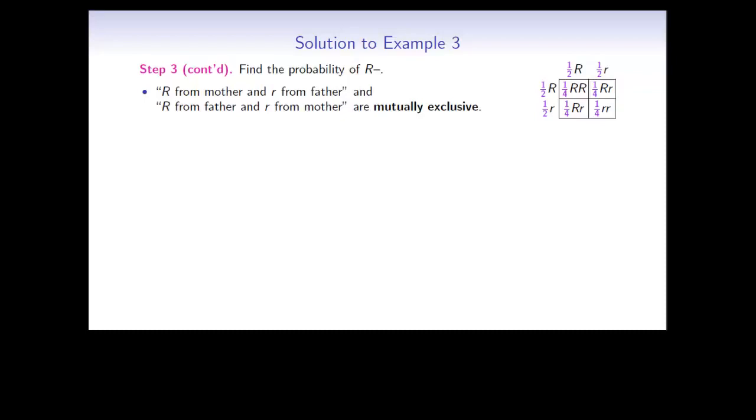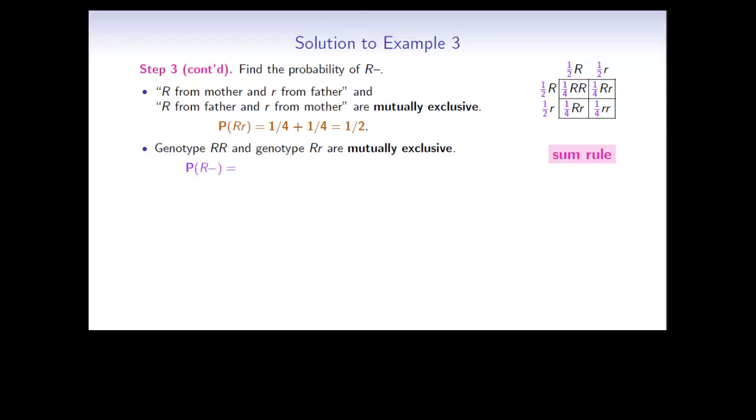The probability of getting a big R from the mother and a small r from the father, compared to the other way around, are mutually exclusive events because they cannot both happen in the same child. This means that we can use the sum rule. In other words, to find the probability of big R, small r, we should add a quarter plus a quarter to get a half. Similarly, the different genotypes are mutually exclusive events because they cannot happen in the same child. This means that we can add these probabilities. A quarter plus a half is equal to 3/4.